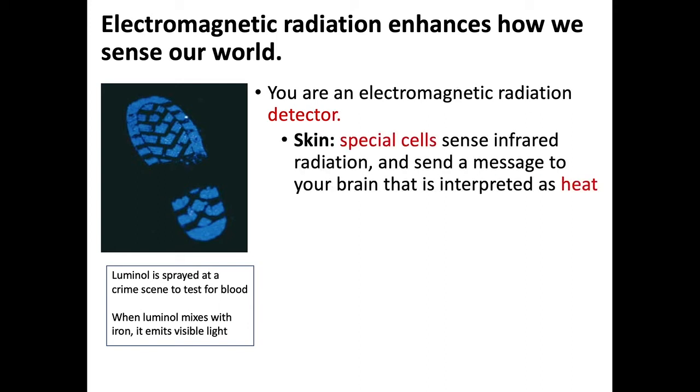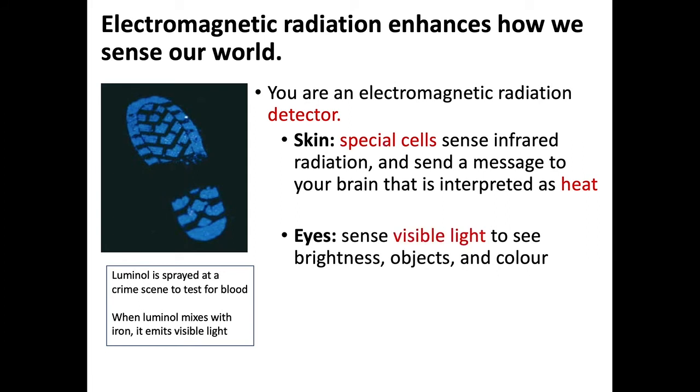So skin has special cells that sense infrared radiation, and they send that message to your brain, and they interpret it as heat. So that prevents you from getting overheated or getting too cold and getting frostbite, is that your body is sensing that type of radiation. Your eyes sense visible light to see brightness and objects of color, so you're able to see visible light. Different types of animals can see different types of the electromagnetic spectrum. So for example, some insects can actually see UV light, which we're going to talk about a little bit later.